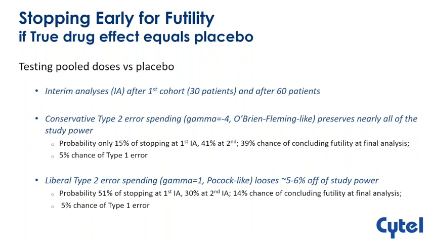For the O'Brien-Fleming, there was a 15% chance of stopping at the first interim and 41% at the second. So most of the time, the trial would stop early and not have to go beyond 60 patients. For the Pocock-like spending function, there's a little bit of loss of power, 5 or 6 percentage points, but the probability of stopping early is much higher.